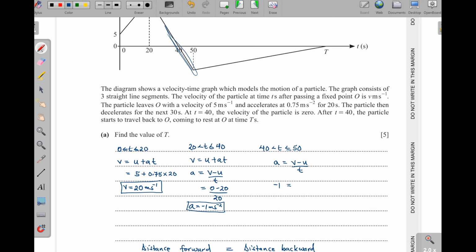Gradient on a straight line is always constant. Then the final is this v, which we don't know, right? So that is v, then minus the initial, which is 0 here. Okay, so 0, then over the time taken, which is 10. So when I cross multiply, then v is going to be equal to -10. You see that? So here it is -10.